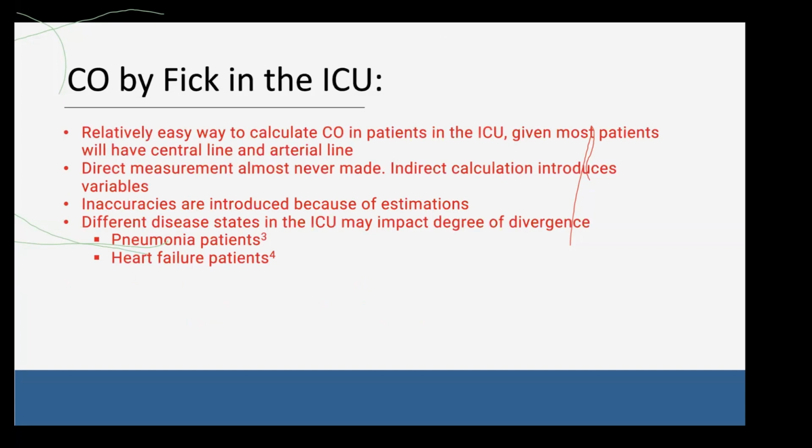So to summarize, it's a relatively easy way to calculate cardiac output in patients in the ICU, given that most patients will have at least a central line, if not a PA catheter, and an arterial line in the ICU. Direct measurements are almost never made, and therefore we make estimations, and therefore there are variables and inaccuracies that are introduced. And most importantly, different disease states in the ICU may impact the degree of divergence.